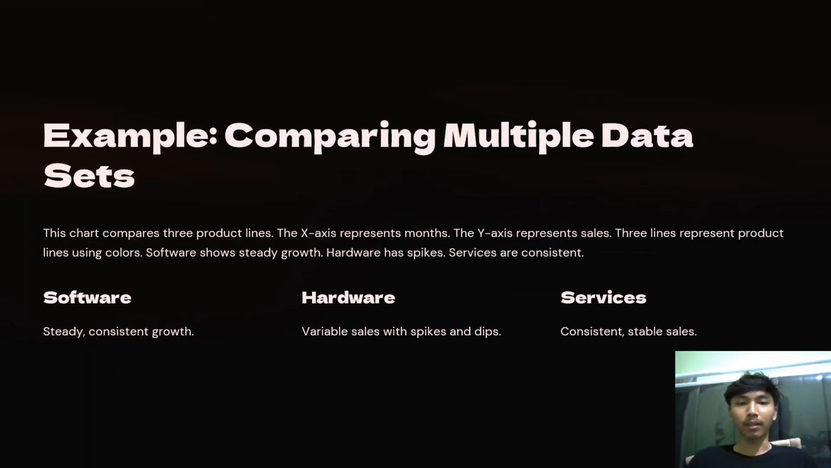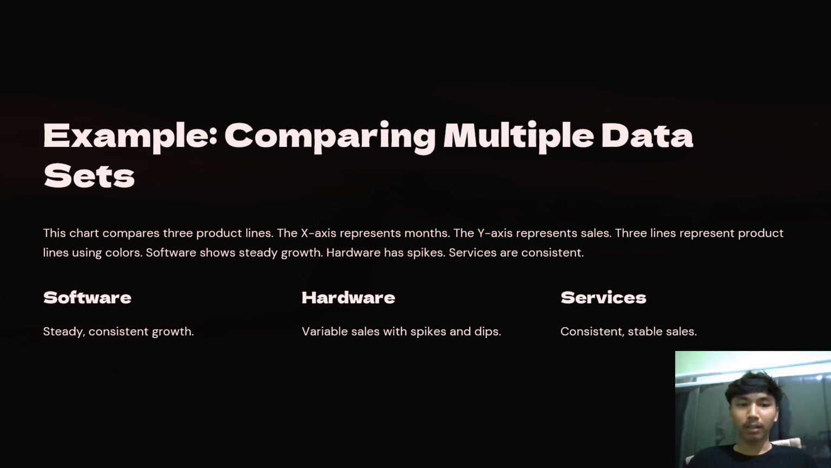And this is the second example of line chart. The topic is comparing multiple data sets. This chart compares three product lines. The x-axis represents month. The y-axis represents sales. Three lines represent product lines using colors. Software shows steady growth. Hardware has spikes. Services are consistent.